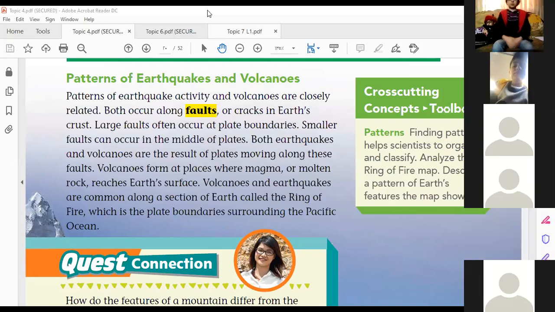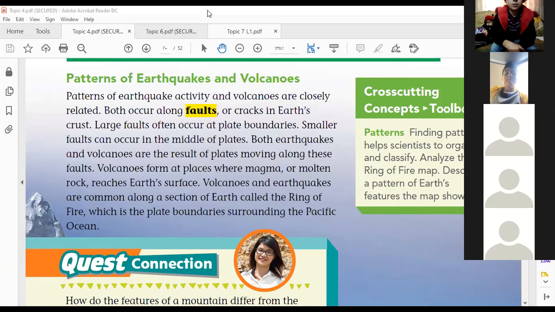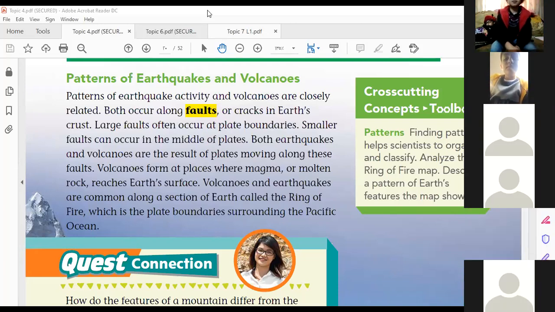So when a volcano erupts, what does it release? Lava. Yes. Thank you very much.